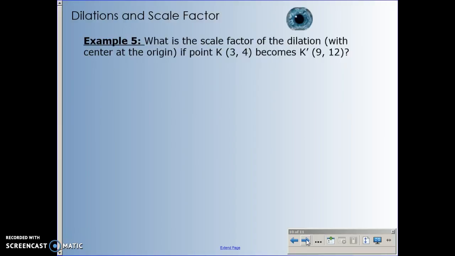Okay, go ahead and take a look at that. See if you can figure out how to find the scale factor of these points on your own. You probably can figure it out without my help, so I'll give you a little time. Pause here, figure it out on your own, and then push play when you're ready.